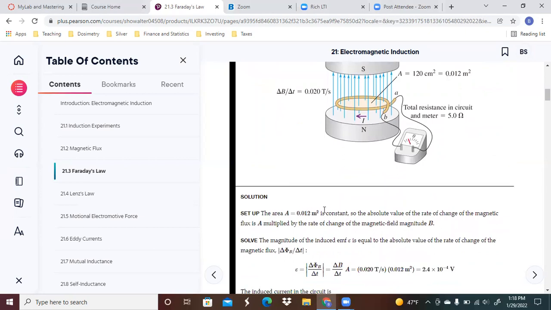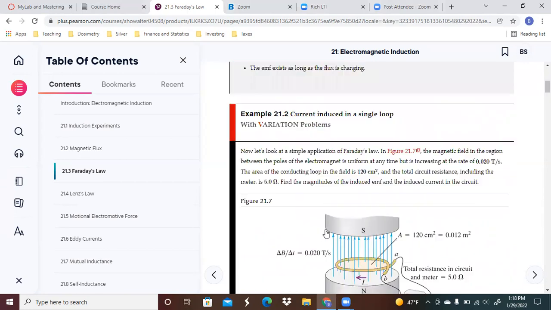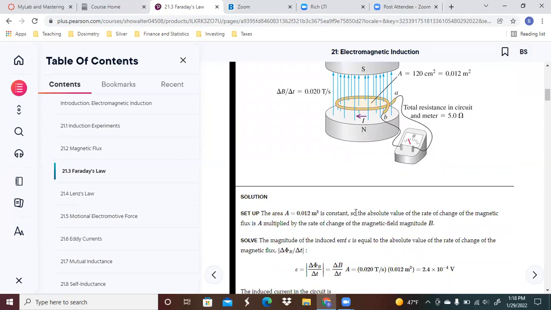So we know that the area here is constant, it doesn't change. So the absolute value of the rate of change of the magnetic flux is A multiplied by the rate of change of the magnitude of the magnetic field, B. Again, what are we looking for? We're looking for the magnitudes of the induced EMF and the induced current. The induced EMF is related by Faraday's law, so we're looking at the change in B over the change in time multiplied by A.